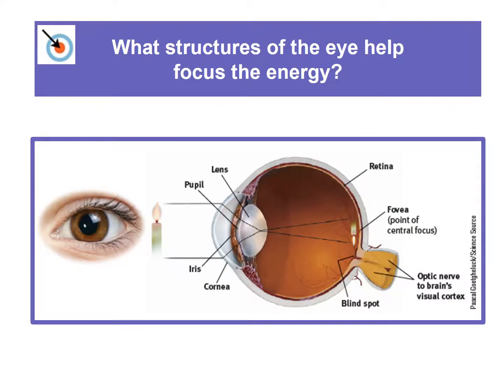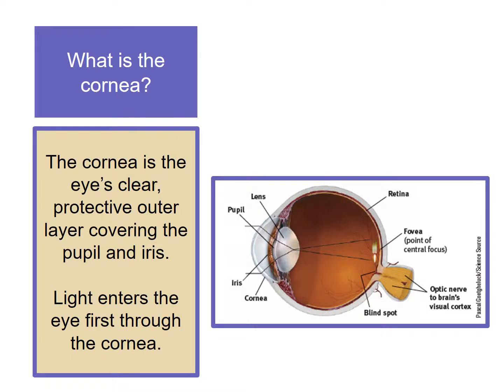So the next part is this whole table that takes up pretty much the whole front of your notes on what structures of the eye help focus the energy. First, we're going to start off with the cornea. The cornea is the eye's clear protective outer layer covering the pupil and the iris. Light enters the eye first through the cornea.